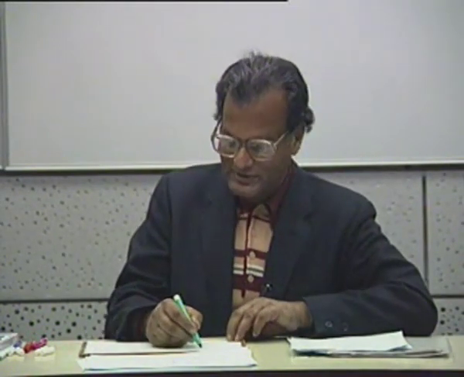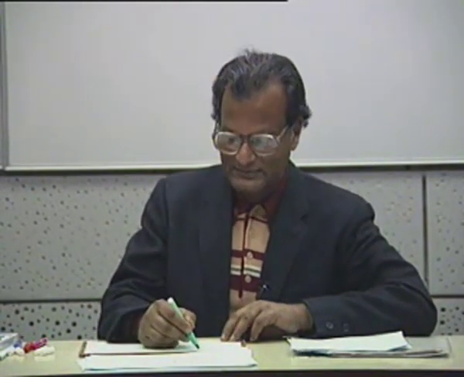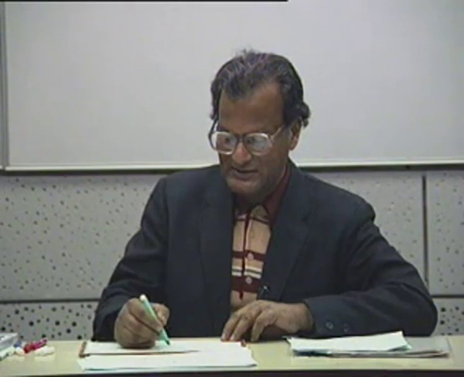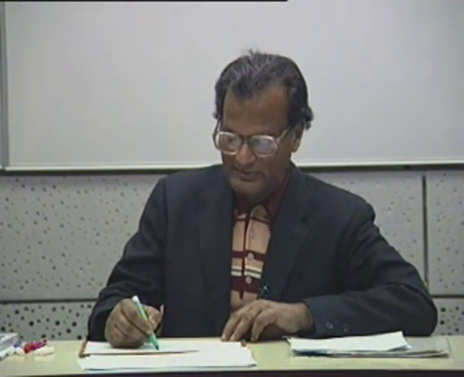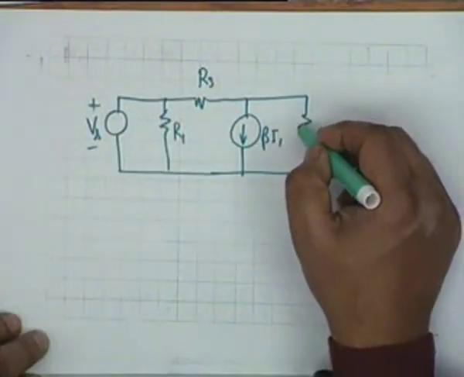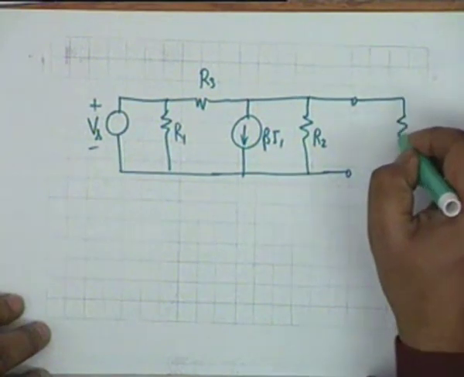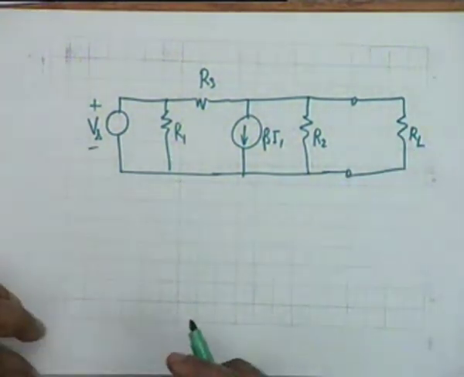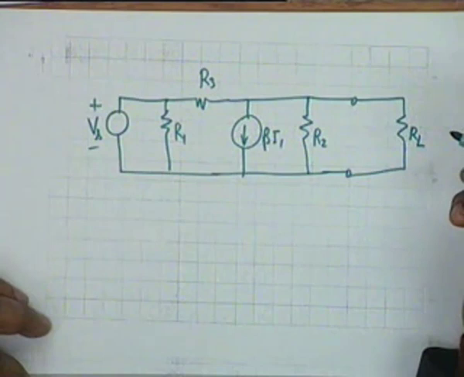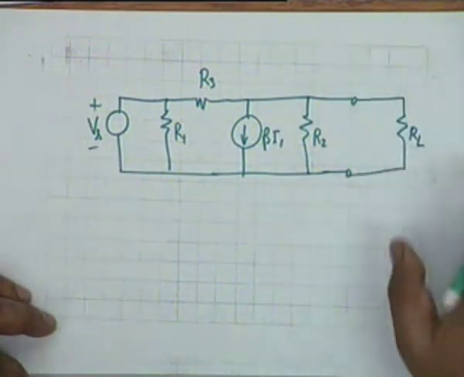And this example, as you shall see later, is an equivalent circuit for a transistor. But just look at it the way I am drawing it now, forget about what it represents. We are interested in solving this problem. There is a dependent current source beta I1 in parallel with a resistance R2, and this drives a load RL. All right. What we are interested in is, let's say, the current in RL. If I know the current in RL, then I of course know the voltage in RL. All right. This is what I wish to find out.